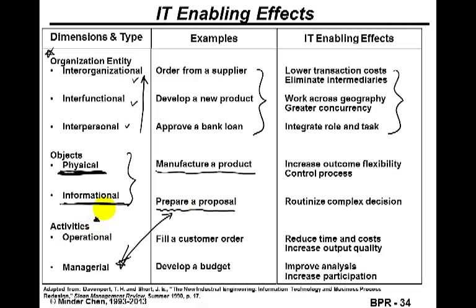The third dimension is the type of activity, which can be operational level, like order processing, or managerial process, such as developing an annual budget. So it depends on the three dimensions, and also where the business process you're dealing with. Are they interorganizational? Are they dealing with physical object? Or are they an operational or managerial activity? The challenge will be different, and we need to consider the various enabling effect of IT in that particular context.